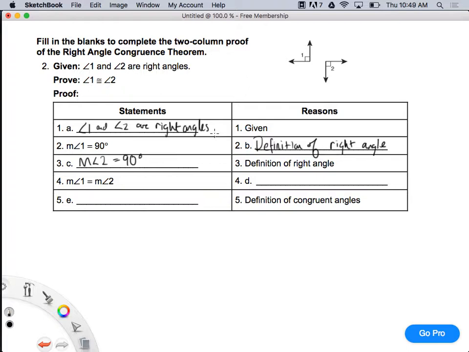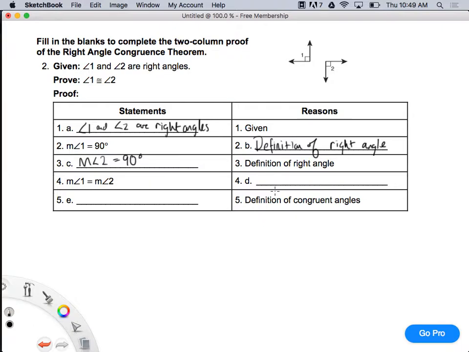Now I have the measure of angle 1 is 90 degrees, and the measure of angle 2 is 90 degrees. The next statement is that the measure of angle 1 equals the measure of angle 2. What's the reason? Not the definition of equality. It's the transitive property. They're both equal to 90 degrees, so they must be equal to each other. It's the transitive property of equality.